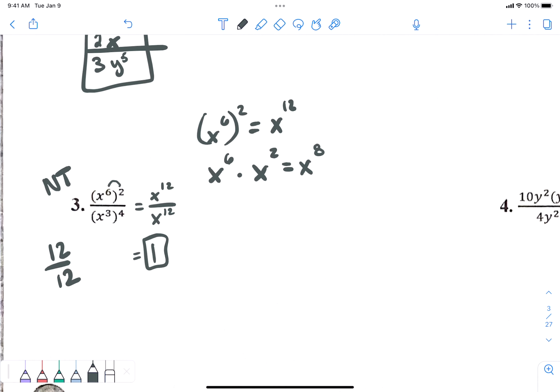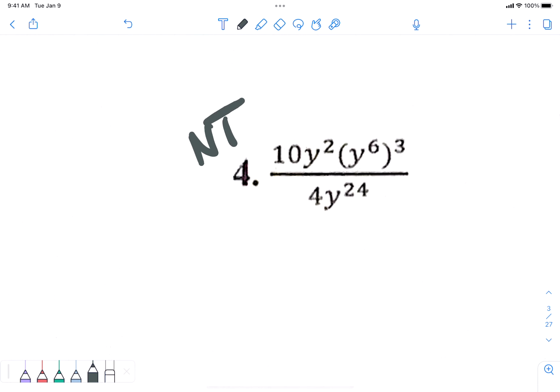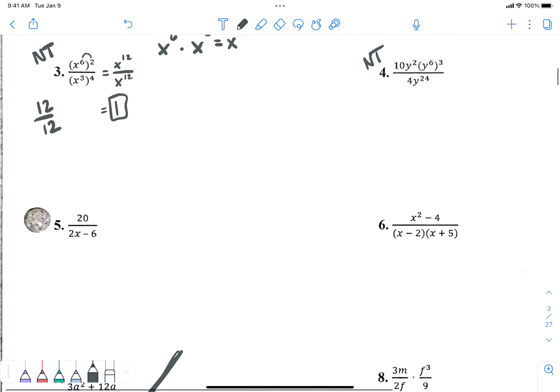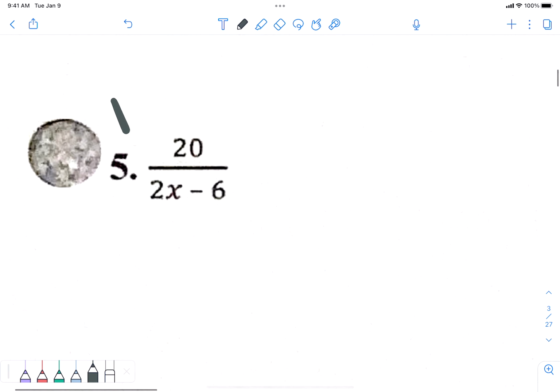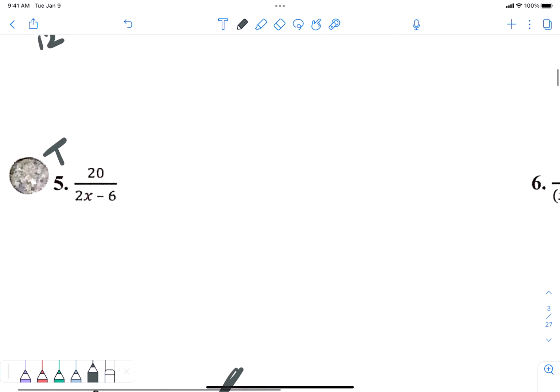All right, let's go through the rest of these. Number 4, trapped or not trapped? Not trapped. You just have to reduce stuff. What about 5? Trapped. So you have to look for things to pull out, or reduce or factor or whatever.